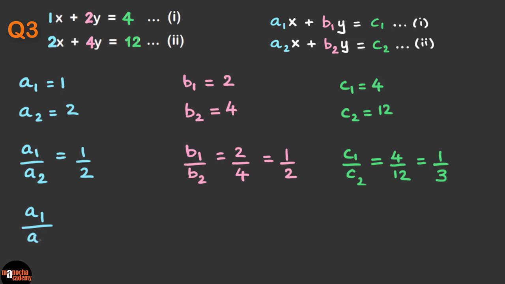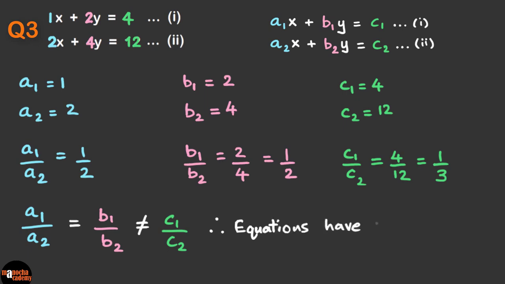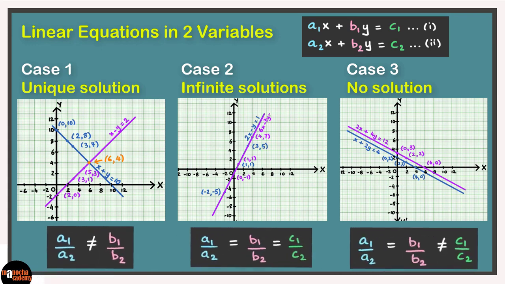So let's see, what do we have here? We have a1 by a2 equal to b1 by b2, but that's not equal to c1 by c2. So this is our case 3. The two equations have no solution. Let's place the conditions for the three cases on our concept board.